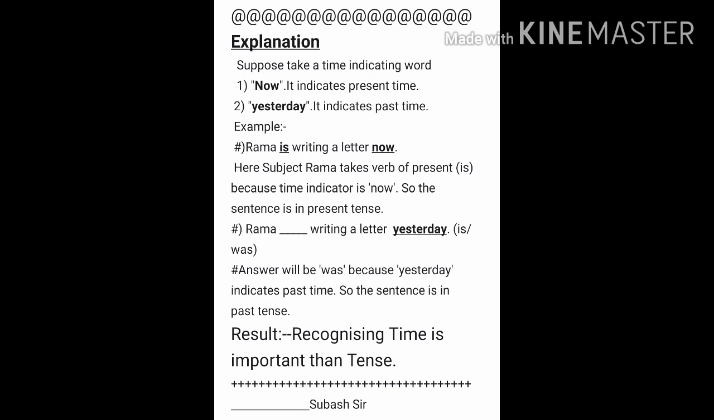For example, Ram is writing a letter now. Here the verb is in the present form, is, because the time indicator is now. So the sentence is in the present tense.